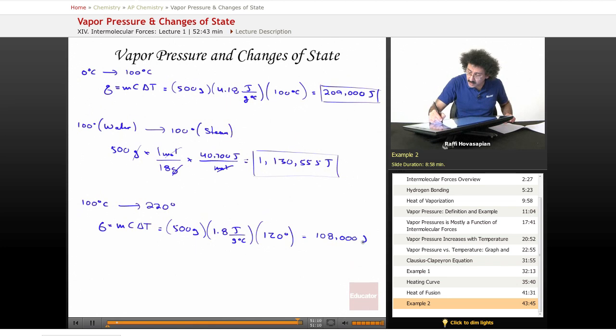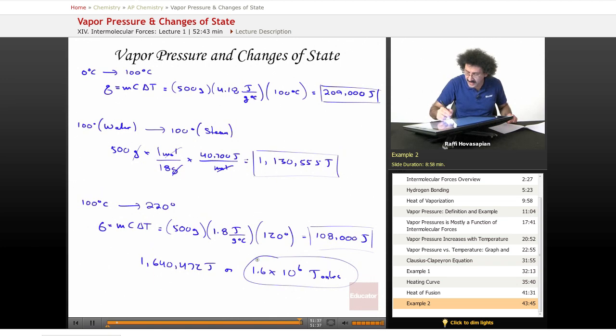108,000 joules. Now we have to add all of this together, the 108, the 1 million, the 209, the 167, and everything else. When we add it up, we get 1,640,472 joules, or 1.6 times 10 to the 6 joules, megajoules. That is our final answer.